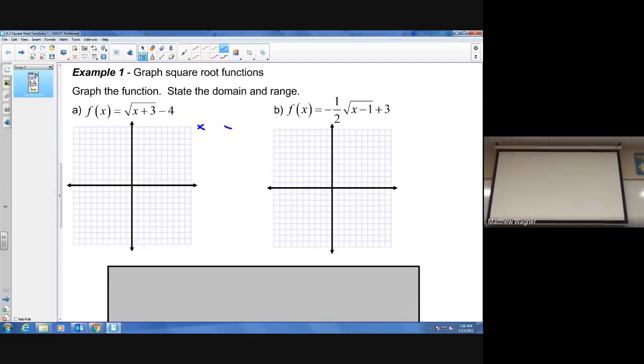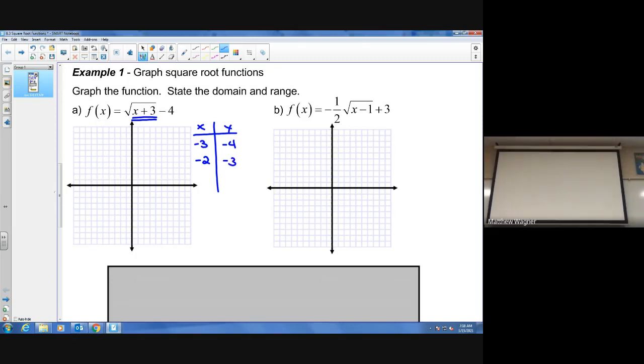I always like to start with the table. I always like to pick 3 points, and I would encourage you to focus on what's under your radical today. So if I was to pick an x value that gave me 0, again, 0 is a really nice square root, I would want to pick -3, because -3 plus 3 is 0. Square root of 0 is 0. 0 minus 4 is -4. If I picked x to be -2, -2 plus 3 is 1. The square root of 1 is also a very nice number. Square root of 1 is 1. 1 minus 4 is -3.